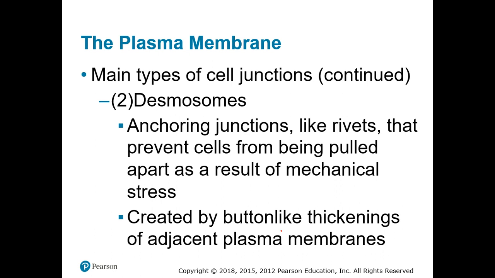The next type of cell junction is called a desmosome. This is going to be a cell junction that anchors things. So this helps whenever the cell is being pulled by mechanical stress, anchor it to where it's attached to. Often you're going to see these in tissues. They like to be anchored in place within your body. These are created by button-like thickenings of adjacent plasma membranes.